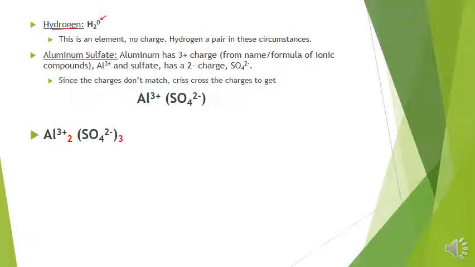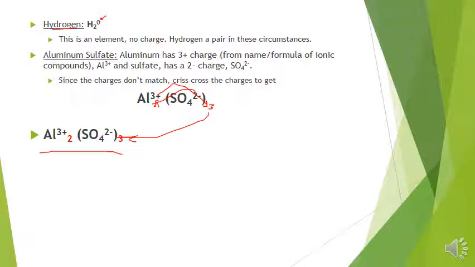And aluminum sulfate. Aluminum has a 3 plus charge, and we went over that when we went over ionic compounds. Sulfate is SO4 2 minus. Since the charges aren't the same, you have to crisscross. So now this becomes a 2 over here, and this becomes a 3 over here, and we get Al2(SO4)3. If you notice, the charges are now equal but opposite: 3 times 2 is 6, 2 times 3 is 6.